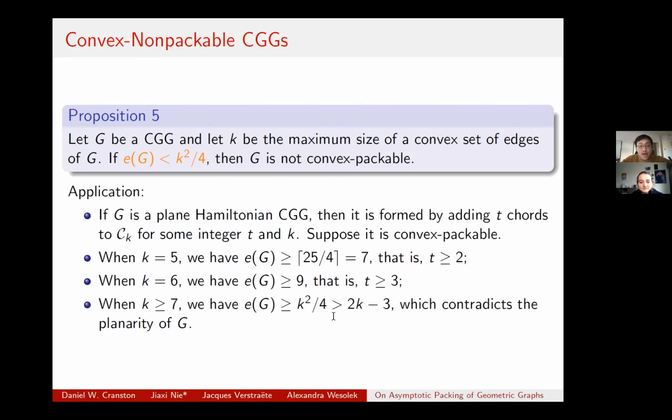And when K is at least 7, we know that the number of edges, according to proposition 5, is strictly larger than 2K minus 3. But this will contradict the fact that G is planar. So imagine you have a cycle of length K, and you want to add chords in a planar way, then you can add at most 2K minus 3 edges. So if you have more edges than that, then it cannot be a planar graph.